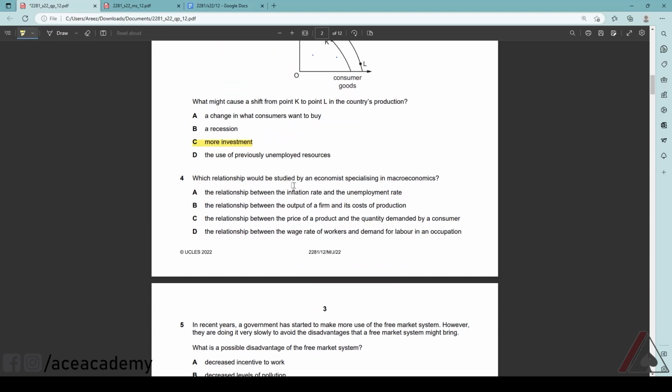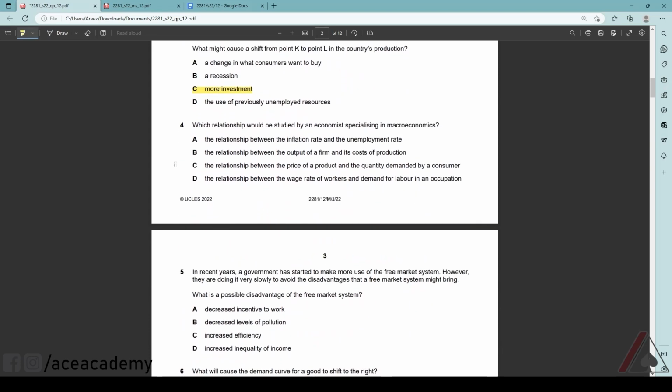Which relationship would be studied by an economist specializing in macroeconomics? Macroeconomics deals with the entire country or international trade, things that are larger in scale than microeconomics, which is the counterpart, or quite the opposite, where microeconomics deals with individual consumers, individual firms, individual choices, etc.